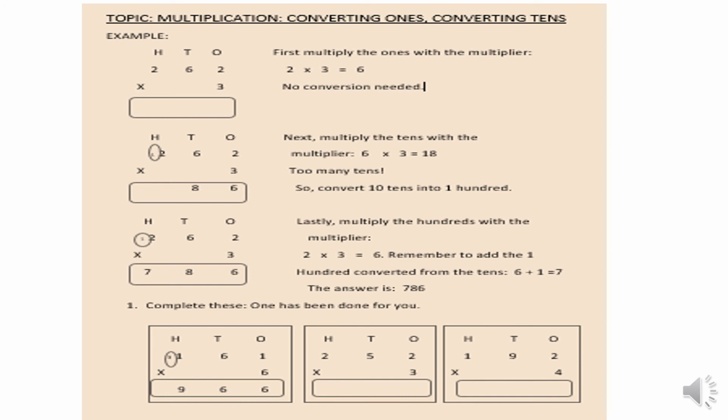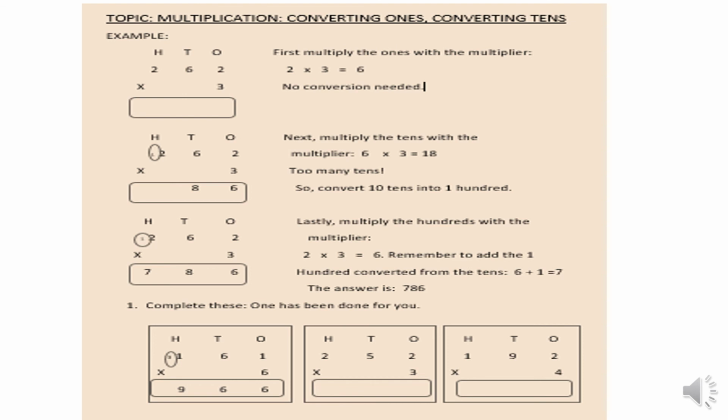Next you have to multiply the multiplier by the hundreds. In hundreds there is 2, so 3 multiplied by 2 equals 6, but you have to add the 1 which is carried to hundreds, so 6 plus 1 equals 7. The answer would be 786.